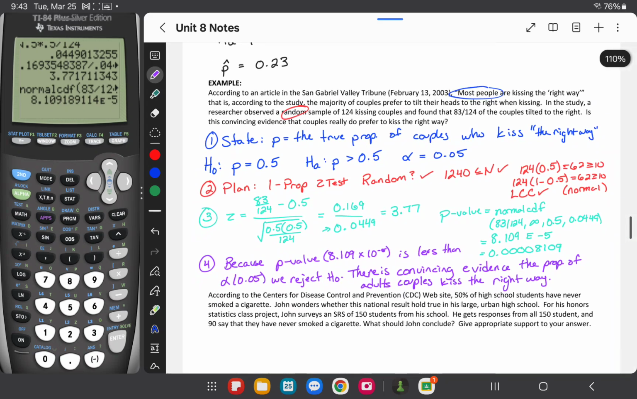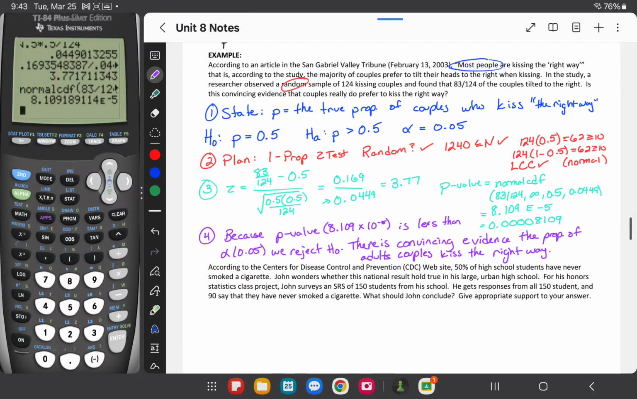All right, guys, so there is your all 4 steps worked out for how to do a 1 proportion Z test. We'll do one more, like I said, with that other example next time we meet in class.